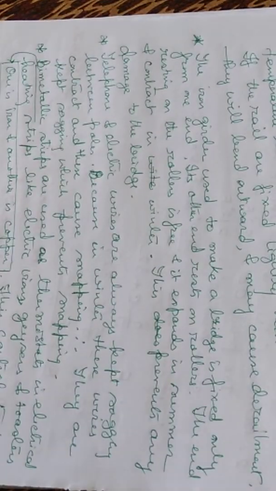Then the iron girders which are used in bridges. In the iron girders kept to make the bridges, one end is fixed and at the other end there is a roller fixed. Why? Because the end which is resting on the rollers is free and it can expand in summer and contract in winter. This prevents the bridge from getting damaged.